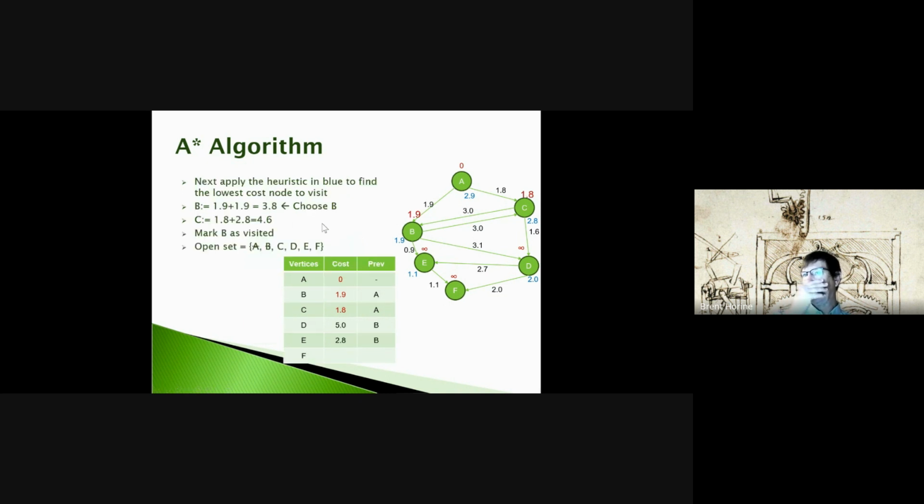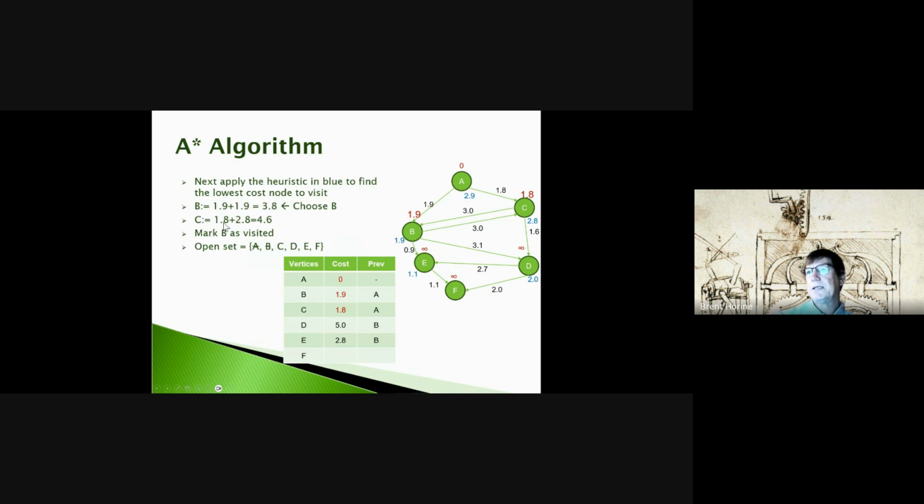But we're going to apply the heuristic to find out what we really believe the lowest cost node to visit is, right? So we're going to take B here is 1.9 to get to there. It turns out it's just coincidence, but it's the same distance from here to there. So it's 1.9 to get to B plus the heuristic to jump directly to F, our destination. So that's 3.8. But we also calculate that for C.